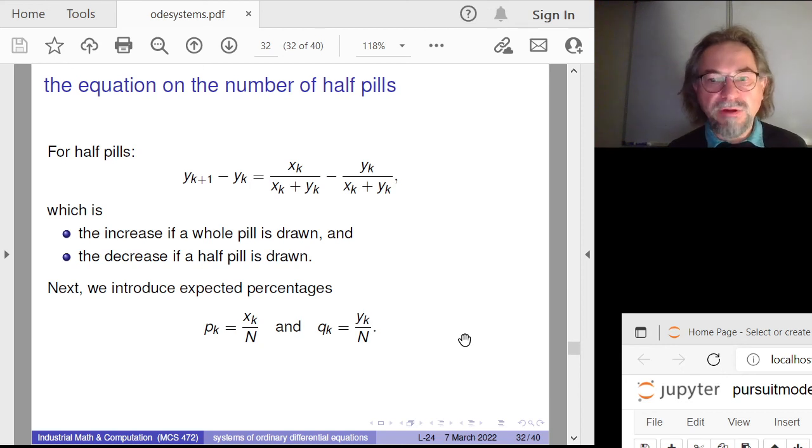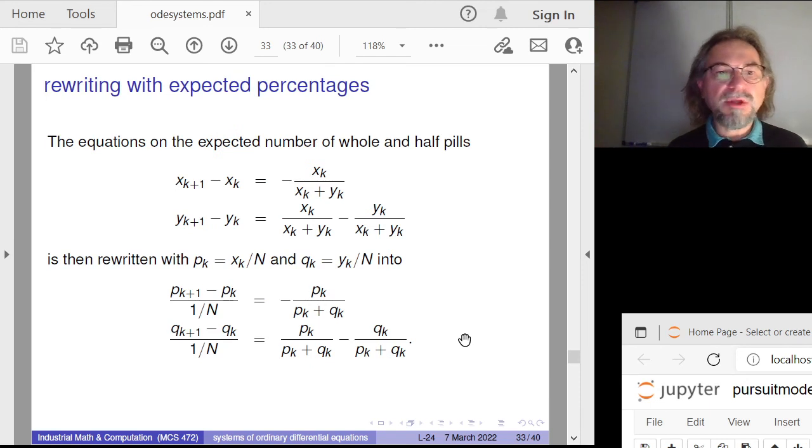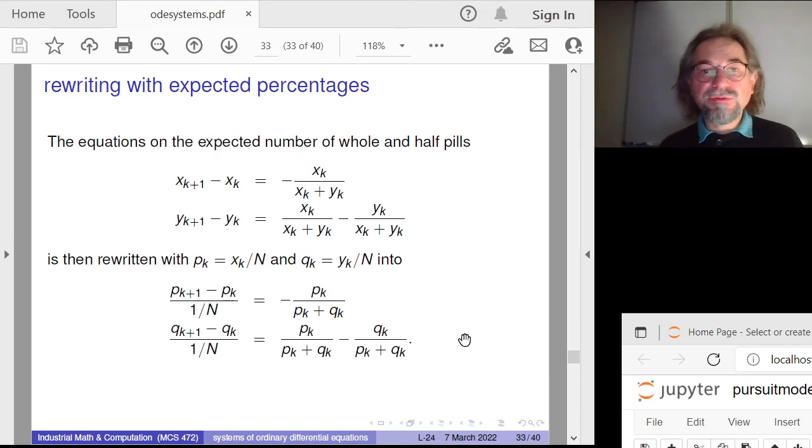So I'm going too fast now because I don't want to drag this lecture on, but we can introduce the expected percentages for some total number of pills. So pk is the expected percentage of whole pills, and the qk is its complement, so the expected number of half pills. Okay, so we can then use this notation.